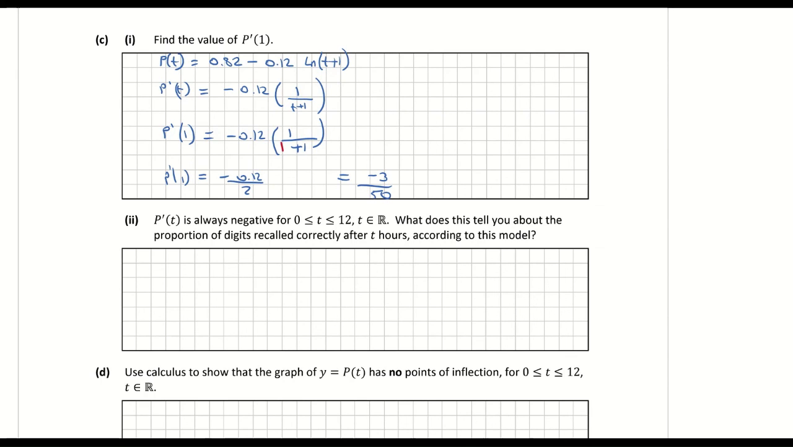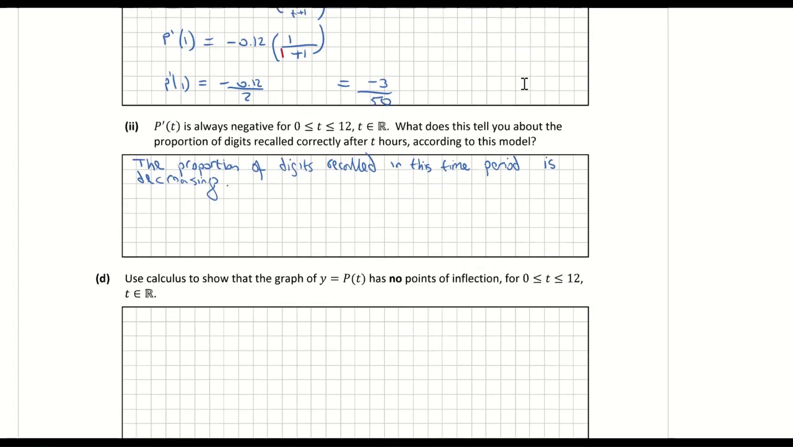Part 2, p dash of t is always negative from 0 to 12. What does this tell us about the proportion of digits recalled correctly after t hours according to this model? Well, one thing we could say there is that the proportion of digits recalled between the times of 0 to 12 is always decreasing because it's negative. So that's C part 2.